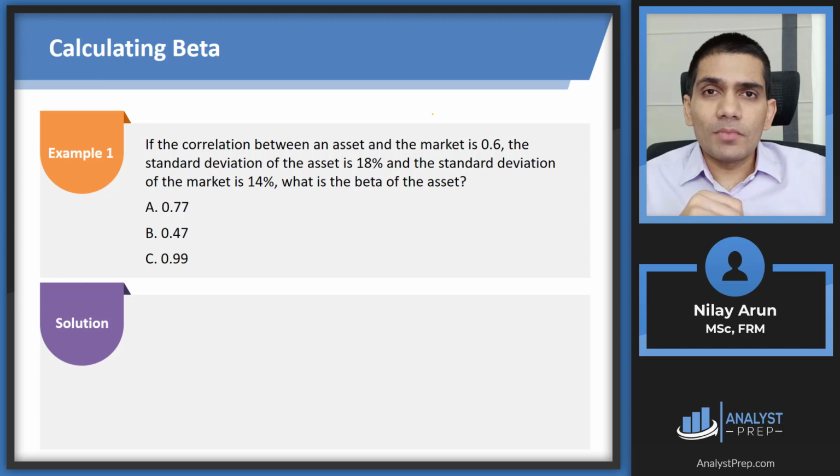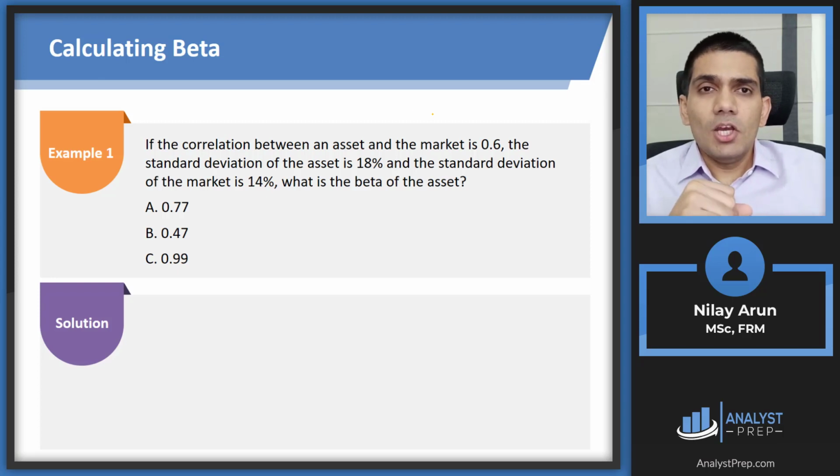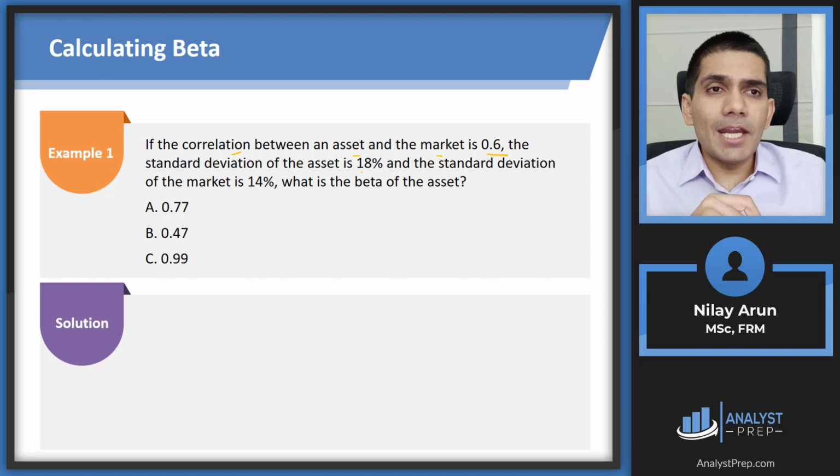Now let's try out a question on how to calculate the beta. Here we have been given the correlation between the asset and the market, and that is equal to 0.6. The standard deviation of the asset is 18% and the standard deviation of the market is 14%. Now what is the beta of the asset? Here we can apply the second version of the formula that we just did, because we have been given the correlation. Had you been given the covariance, then you could have used the first version that we did. Since we've been given the correlation, we use the second version.